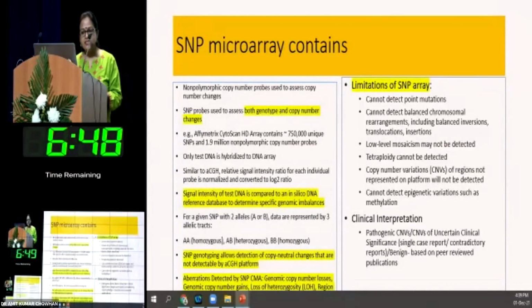SNP is better than CGH because it can detect loss of heterozygosity. Because for a given SNP array assay, 2 alleles are seen. So you can make out if there is homozygosity or heterozygosity.